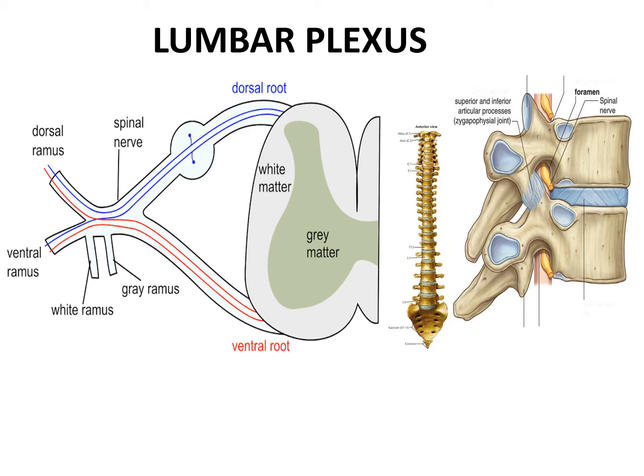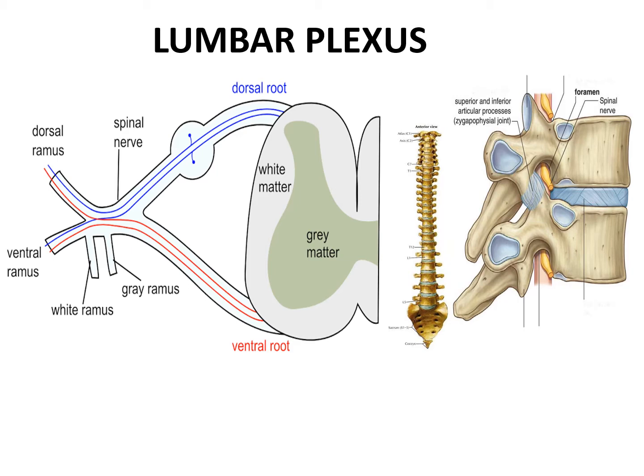So lumbar plexus, what does this mean? Plexus means a network. In this case, it is a network of nerves. So which nerves? As the name suggests, the lumbar spinal nerves. So a network of lumbar spinal nerves is called the lumbar plexus.